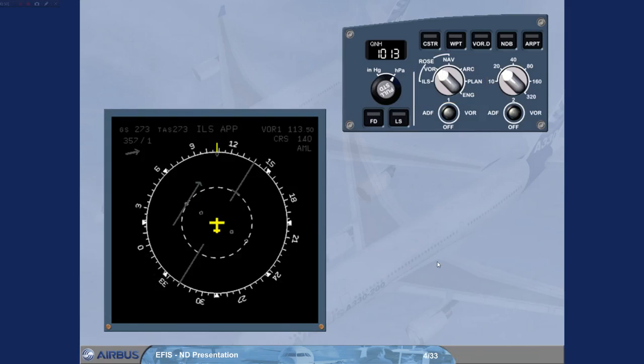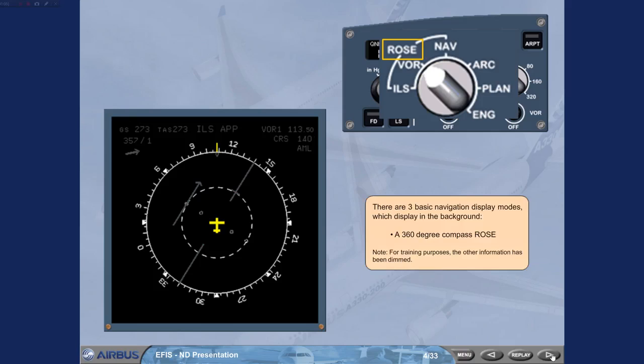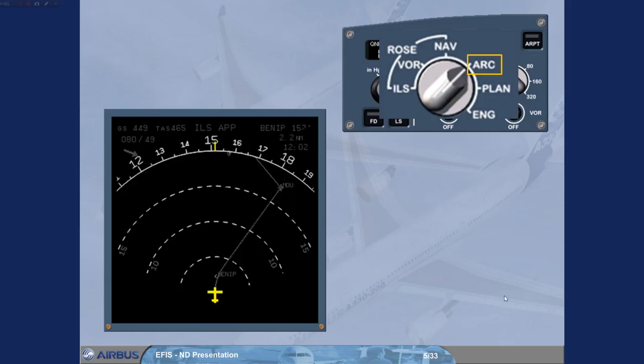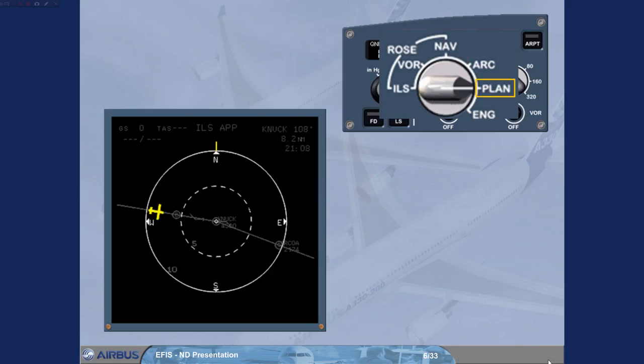There are 3 basic navigation display modes, which display in the background a 360-degree compass rose. Note, for training purposes, the other information has been dimmed. A 90-degree segment arc. A map plan with the north at the top. Before moving on to look at the individual modes, let's quickly look at some common information.